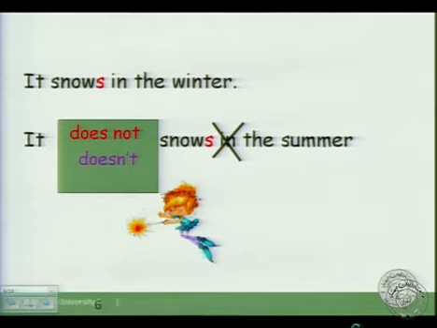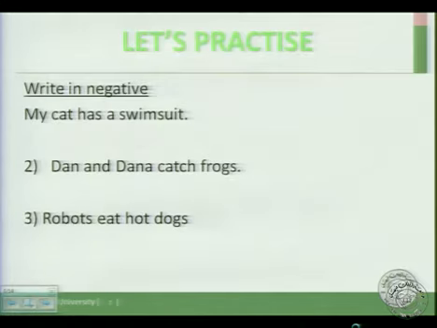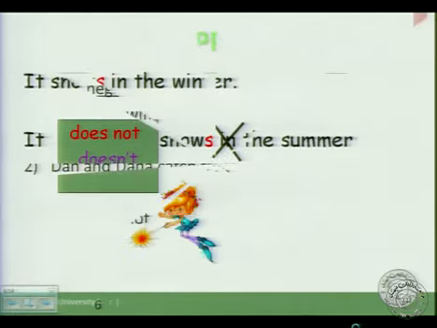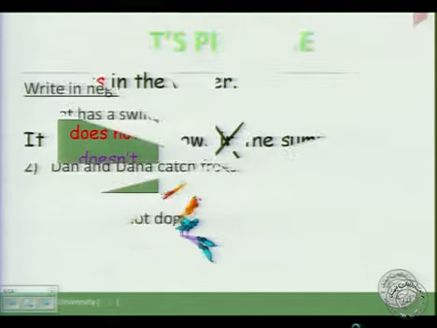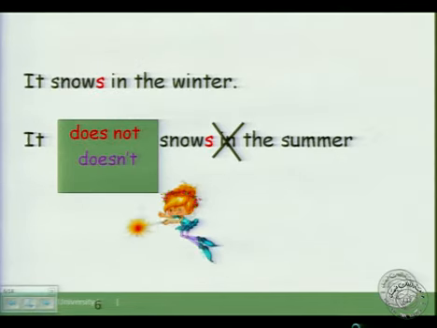It snows in the winter. So we have the S here. Sorry, it seems the slides are in a hurry. Try again. Yes, it snows. It snows in the winter. We have S. Why? Because we have it. With it, we have the S in the verb. It snows in the winter.